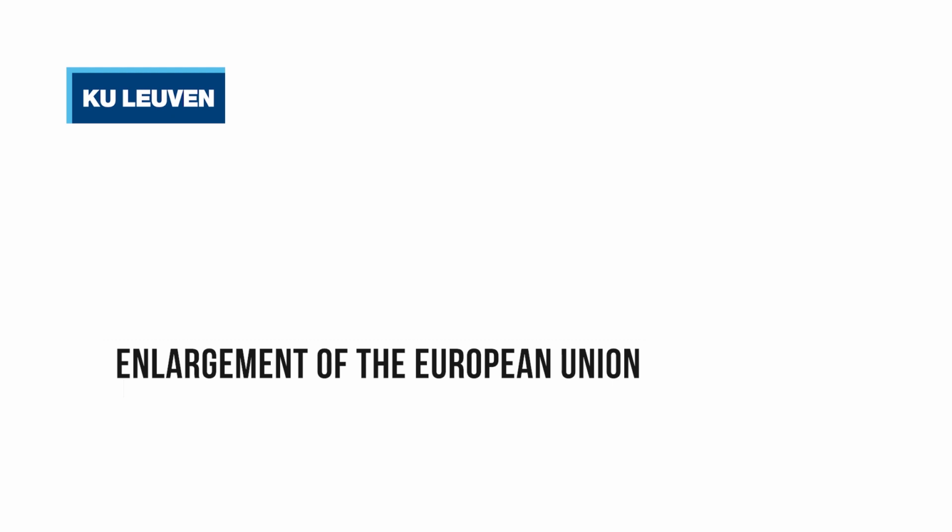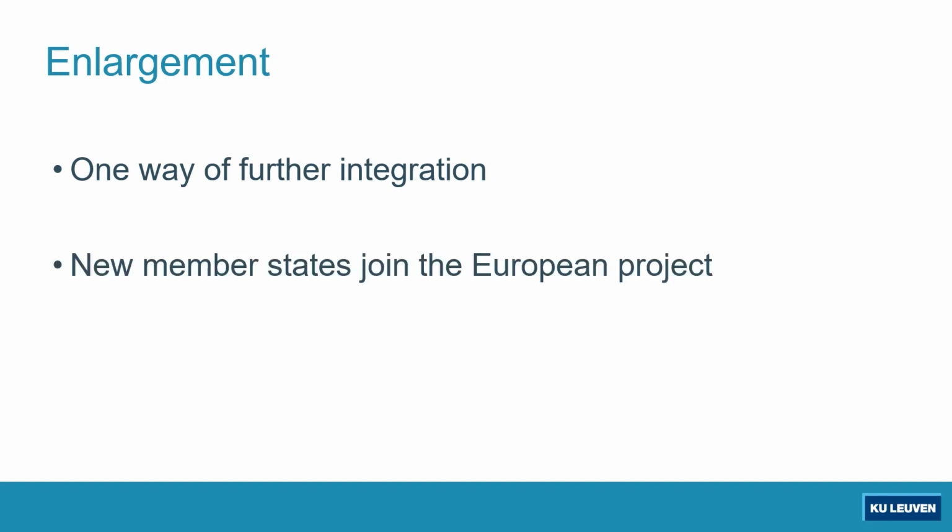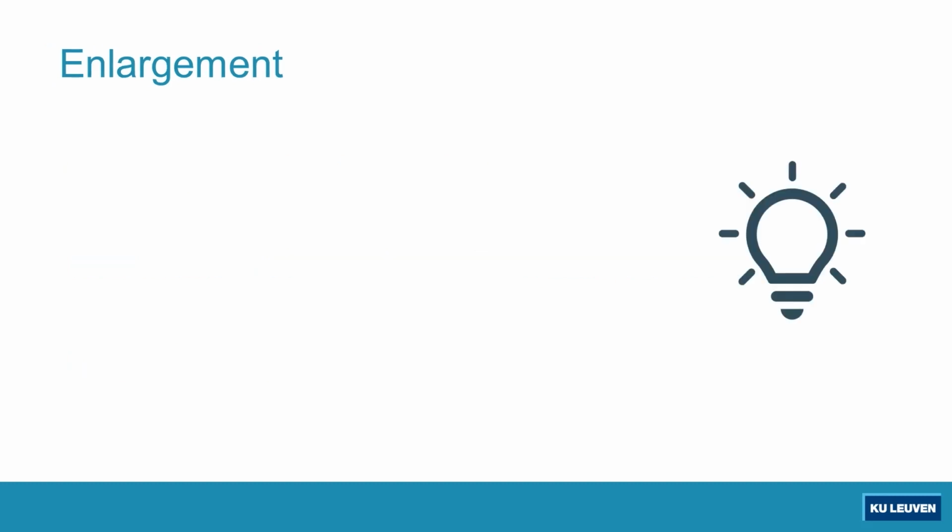Welcome to this screencast in which we will discuss the enlargement of the European Union. As was previously discussed, one way of further integration of the EU is by enlargement. Enlargement means that new member states join the European integration project, which automatically results in a larger territory of the European Union. Whereas the European project started off with 6 states, the European Union today has 27 member states.